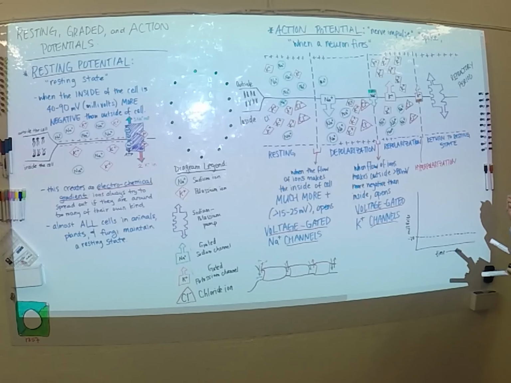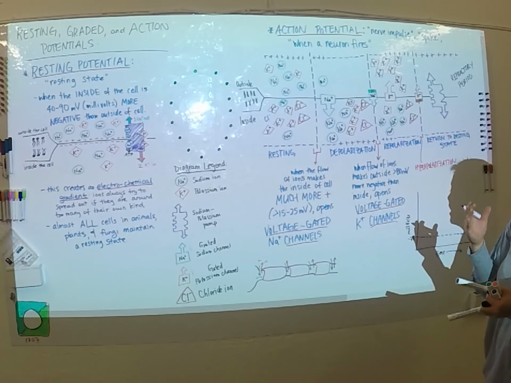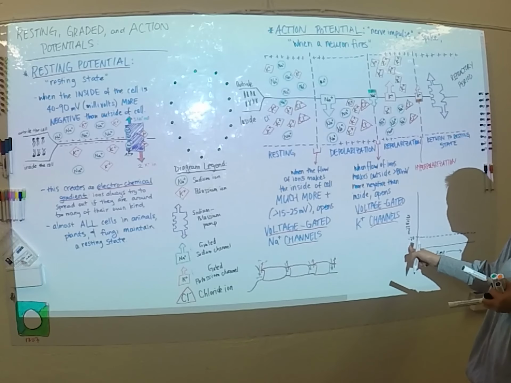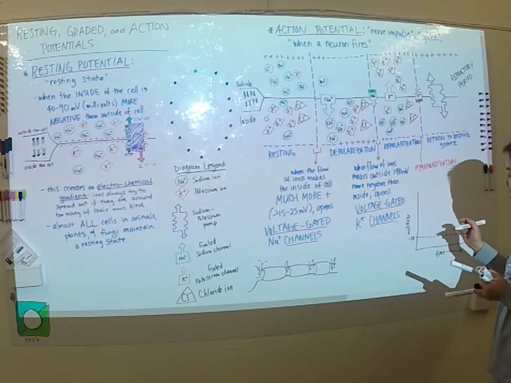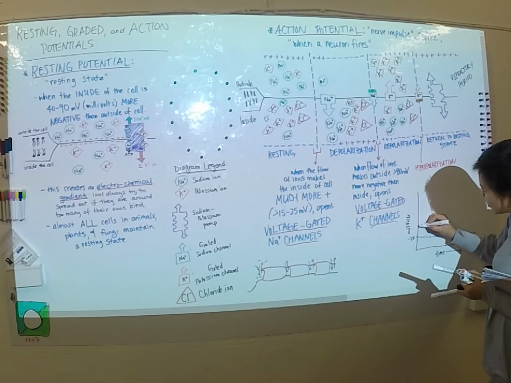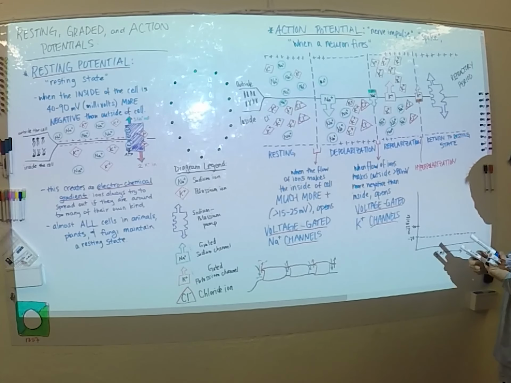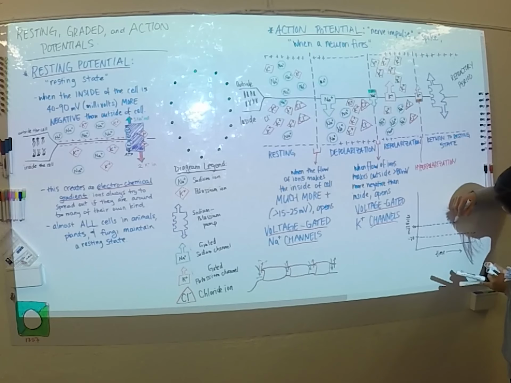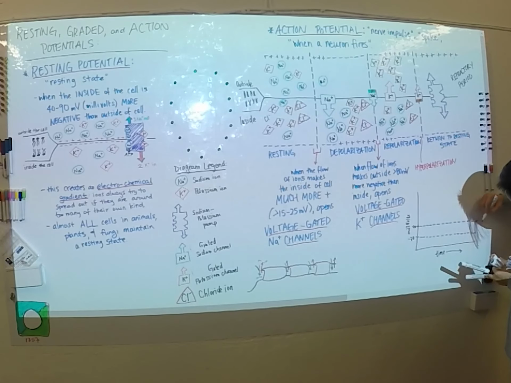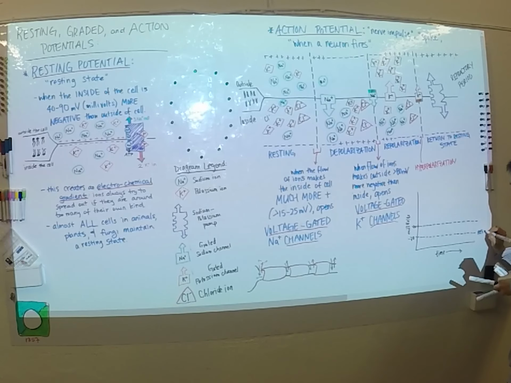So let's pretend that the cell that we are looking at is at minus 70, and we wanted to, let's just say, 30 millivolts more positive, okay? So our threshold is going to be minus 40, all right? So this is now our threshold. Okay, so this is resting state, and this is our threshold.